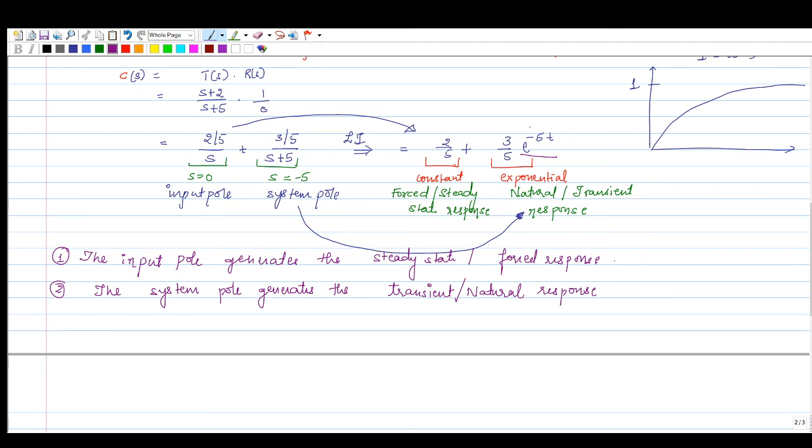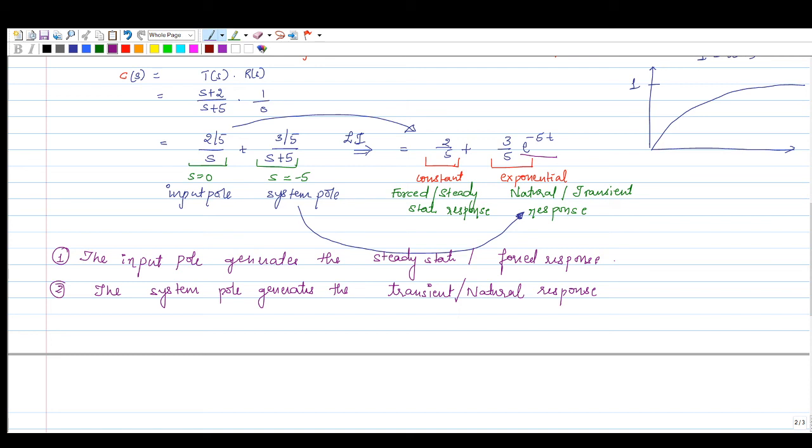Any change in the system pole will change how fast the system will decay out, or how fast the system will reach the final value. The exponential term is the measure of how fast your system will respond. So your system pole is the one which will decide how fast the system will respond, whereas the input pole will have no effect on the time taken by the system. The time taken by the system is entirely dependent on the system pole.